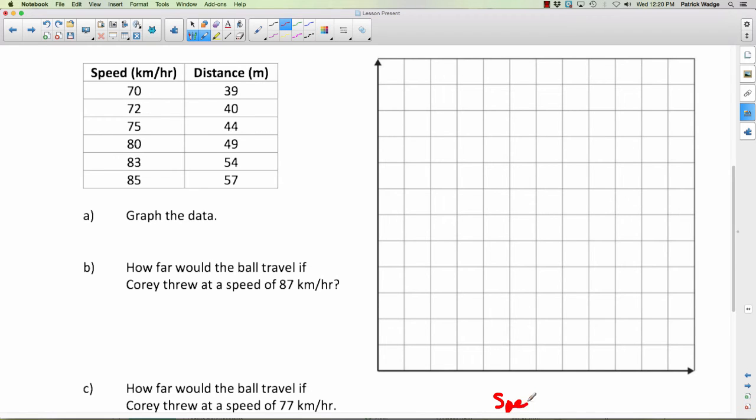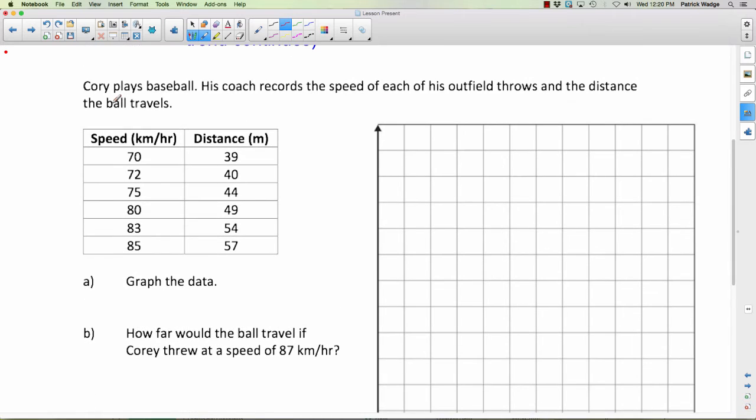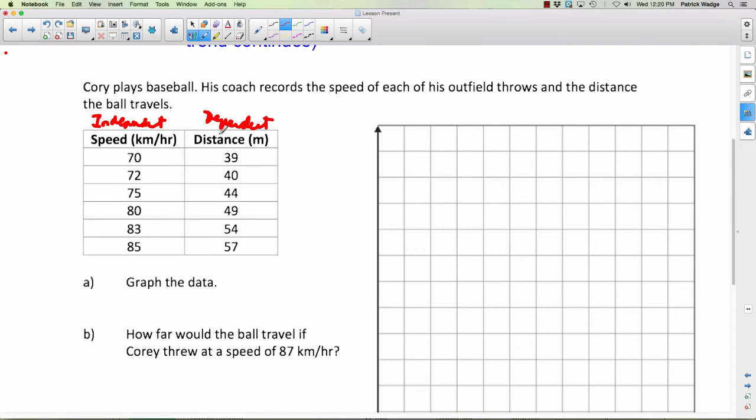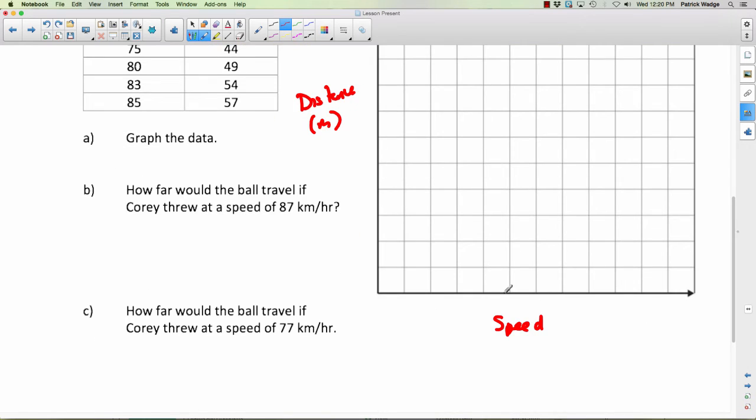Here's another thing. If you have a chart, like we have here, a table, if it's made properly, they should always put the independent one in the left-hand side of the table and the dependent one on the right-hand side. And then remember, independent goes on the x-axis and dependent goes on the y-axis. So your distance would be here. I guess we can put meters here. We can put kilometers an hour down there.